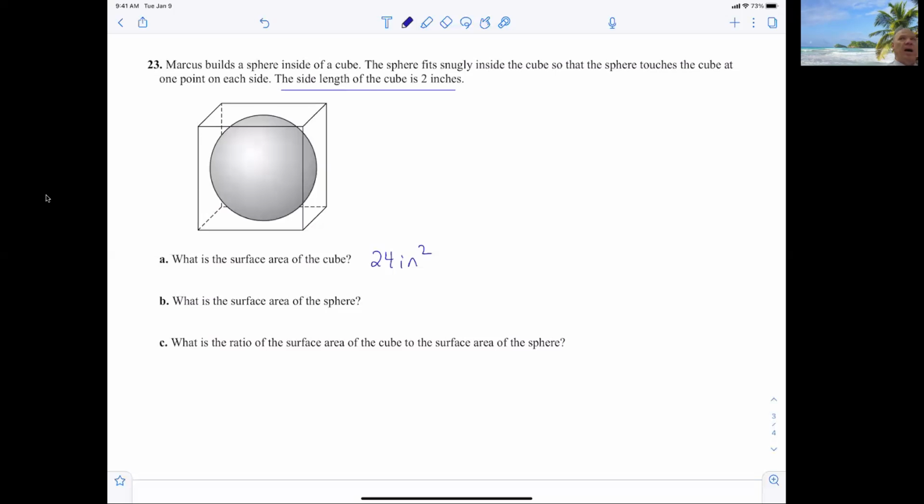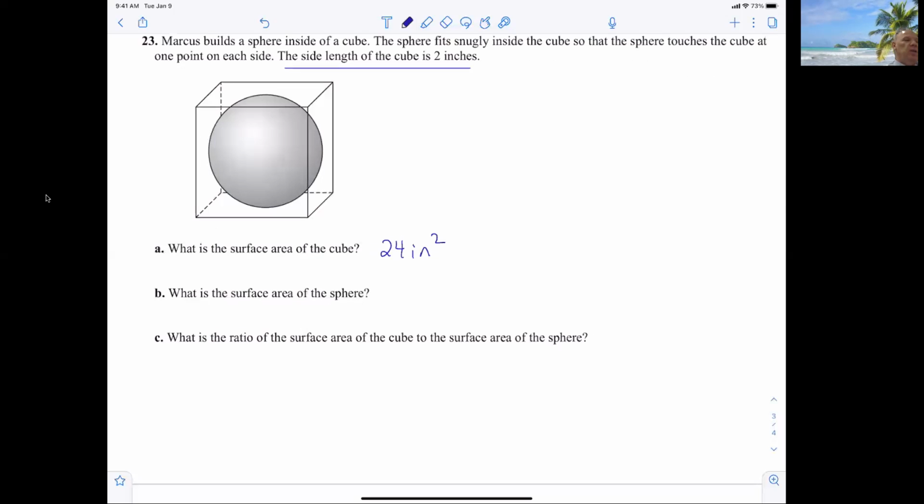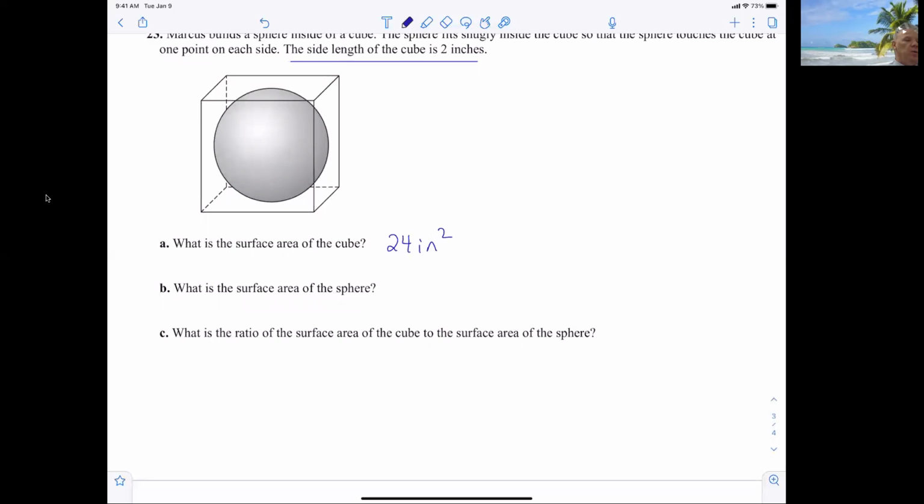Now, I have to figure out what the surface area of the sphere is. What is the surface area of the sphere? Somebody is telling me that it is 4 pi.